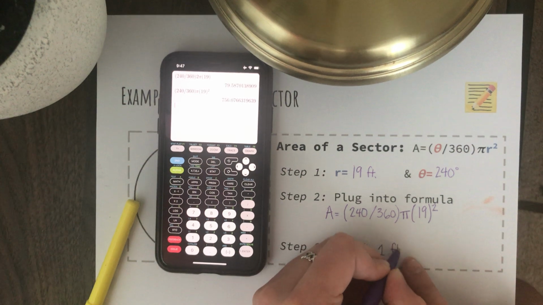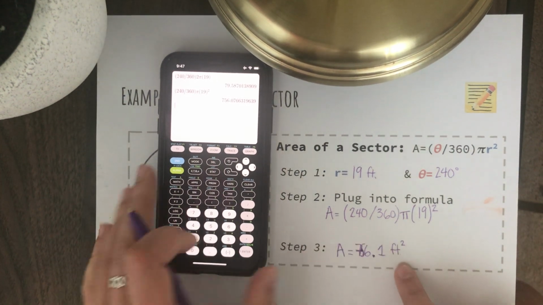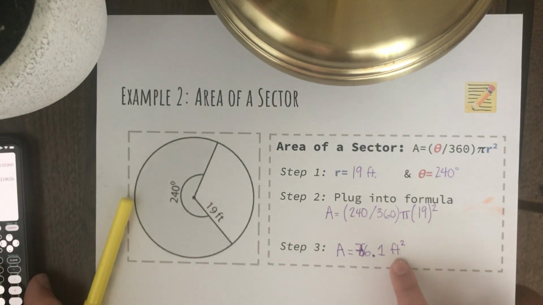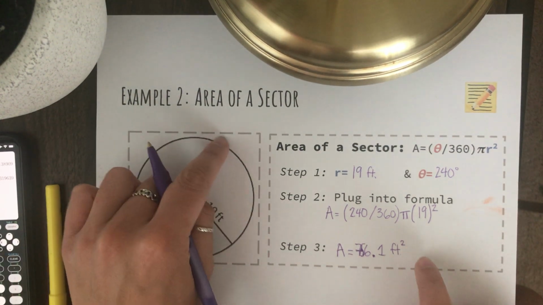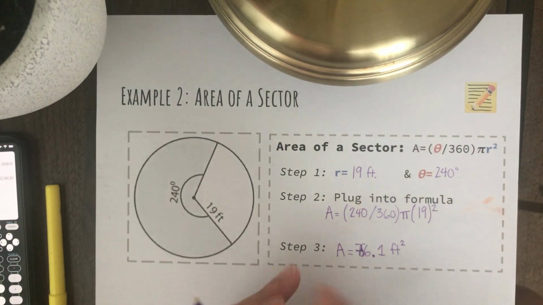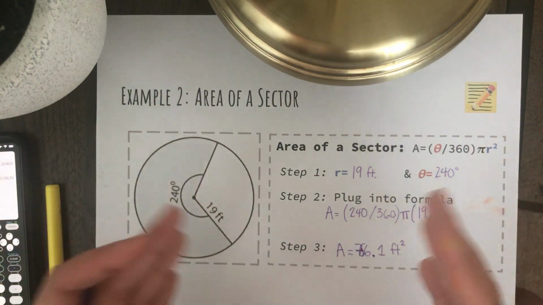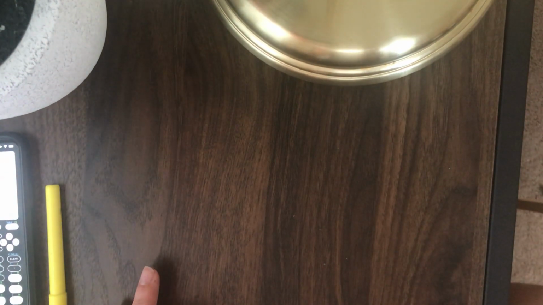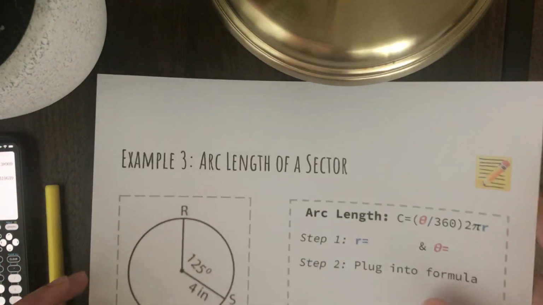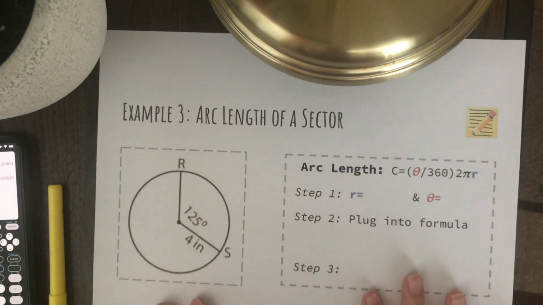756.1 feet squared. Now, when I talk about the unit of an area, you do feet squared. When you find the length of the sector, a length is just this many feet long. When I talk about area, it's feet squared. So that is example 2. Example 3 and 4 are the same thing, just different numbers. So we're going to go ahead and start again with the arc length.